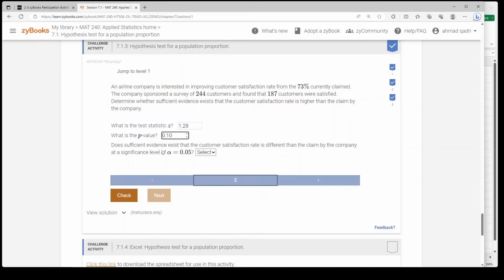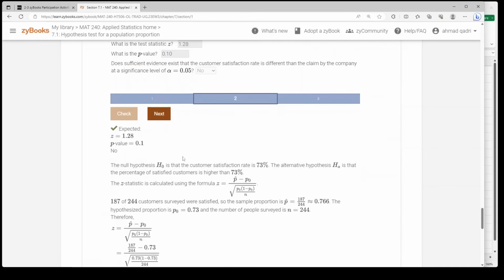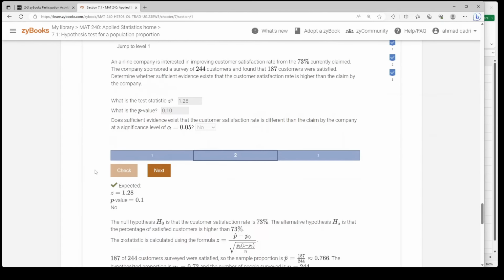And now we need to come up with a conclusion. Is there sufficient evidence? Alpha is given as 5% or 0.05. So clearly the p-value is greater than alpha, so we will not reject the null hypothesis. There is not sufficient evidence that the customer satisfaction rate is higher than the claim by the company. So we're going to say no. That's the correct answer here.